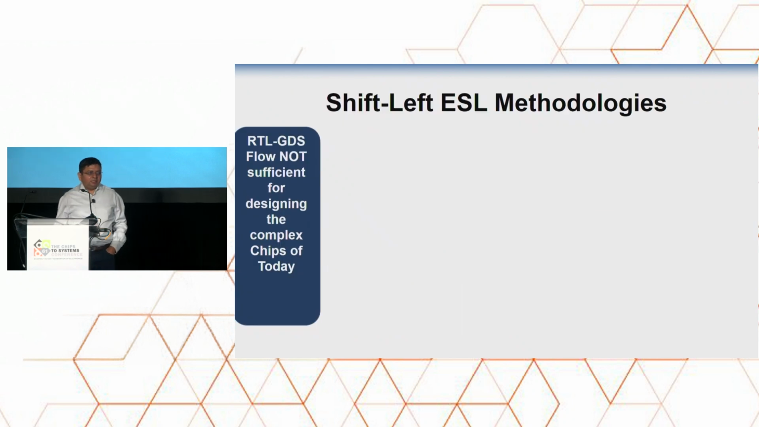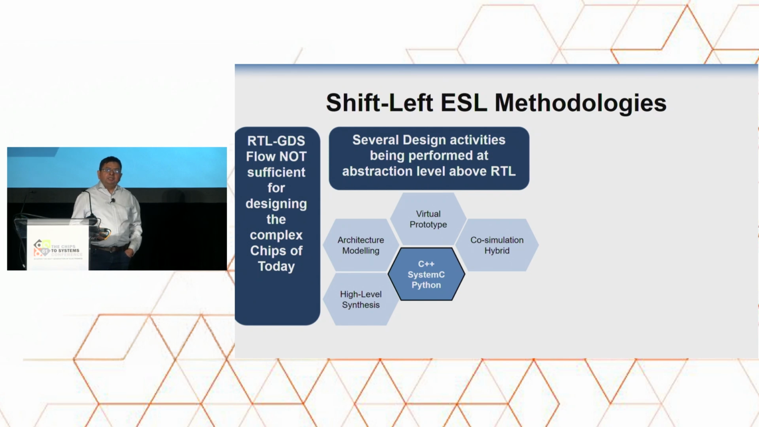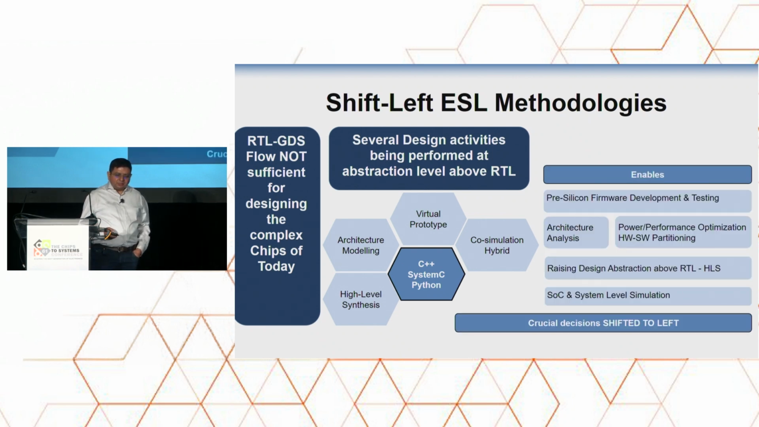So we can say that the traditional RTL to GDS flow today is not sufficient to design the complex chips of today, and several design activities are being performed at a higher abstraction level using high level languages like C++, SystemC, Python, etc. And it enables us to perform several operations which are not feasible in the traditional RTL to GDS flow.